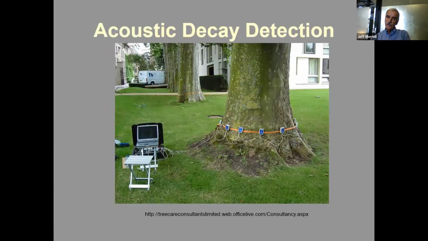People are also using acoustics, so that's sound waves going across the wood. They're changed by the presence of decay. We can detect voids in the wood. This is on a very valuable shade tree, but we use them on things like utility poles as well.